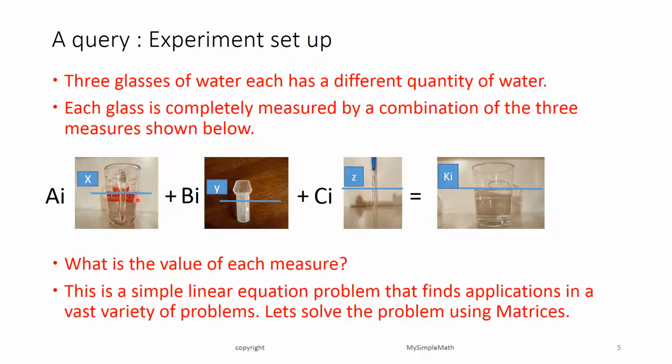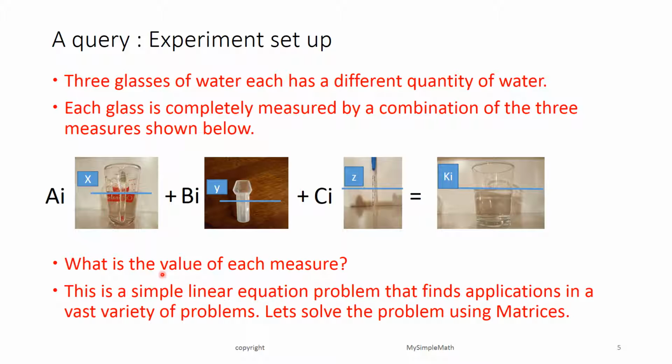Here you can see that these jars might have some numbers on them, but I put a blue line right here to show that this is the total amount of water that is to be added, each unit measure to the glass, to make up this quantity of water. And Ai, Bi and Ci are the coefficients. These are the number of unit measures that have to be added each time to make up this total quantity.